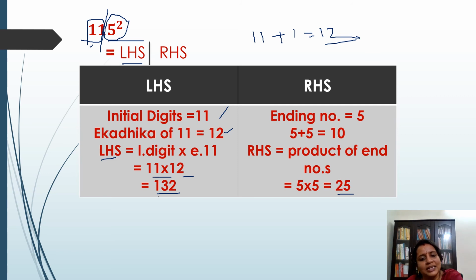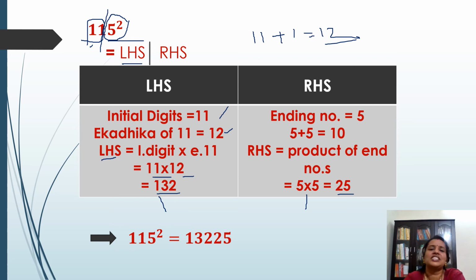I can directly write the LHS and RHS together. So my 115 square is 13,225. Is my answer correct? Yeah. Come on, now just tell me, can you solve this problem much faster than me? Just try it out. Here is how you can practice yourself.